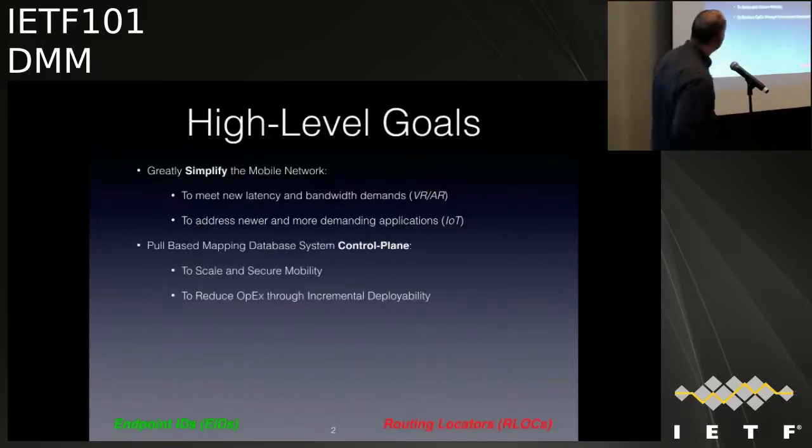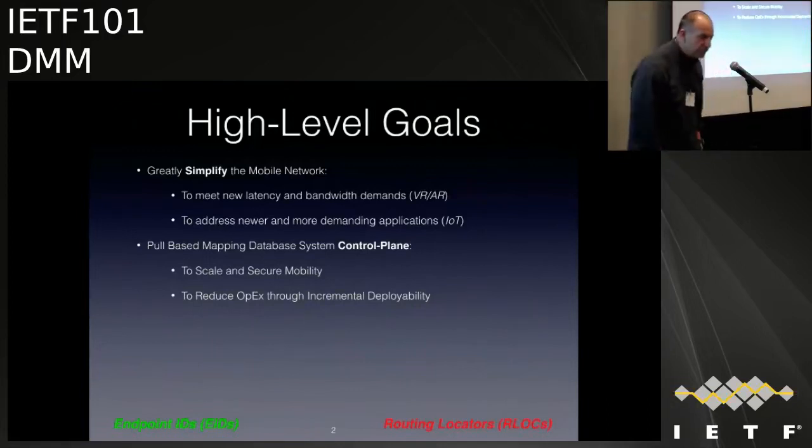If we use a pull-based mapping database control plane, we could probably scale and secure in a more centralized way. This should make management easier so we don't have to touch so many nodes in the network. And we can reduce OpEx through incremental deployability. It's pretty much been proven over the years that using overlays you could deploy things incrementally and not have to touch the core network, put things on the edges where you need to. So that's the sort of approach you want to take here as well.